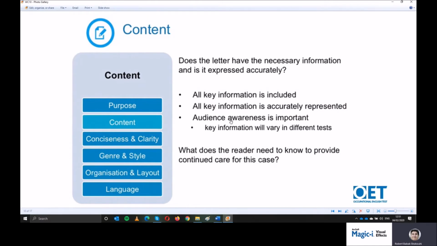I look at here: audience awareness is important. What does that mean? I think the audience needs to know what we did and what we expected from him or her. Who needs to be aware of the audience?